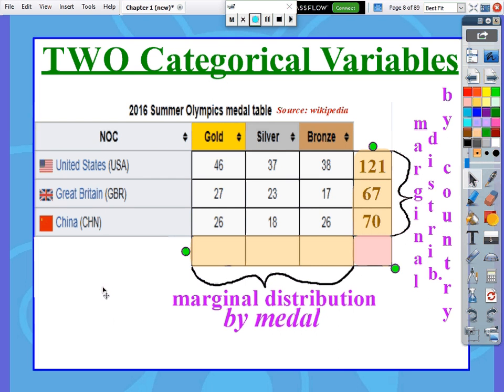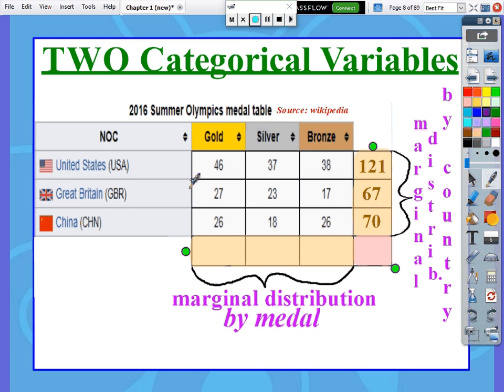Now we're going to get to 2 categorical variables. So here's the 2016 Summer Olympics medal table, and I just took the top 3 countries here: the United States, Great Britain, and China. And here's gold, silver, and bronze. So our 2 categorical variables are medal type, and it's broken down into 3 categories: gold, silver, bronze. And our other categorical variable is country, which we have 3 possibilities of: the United States, Great Britain, and China.